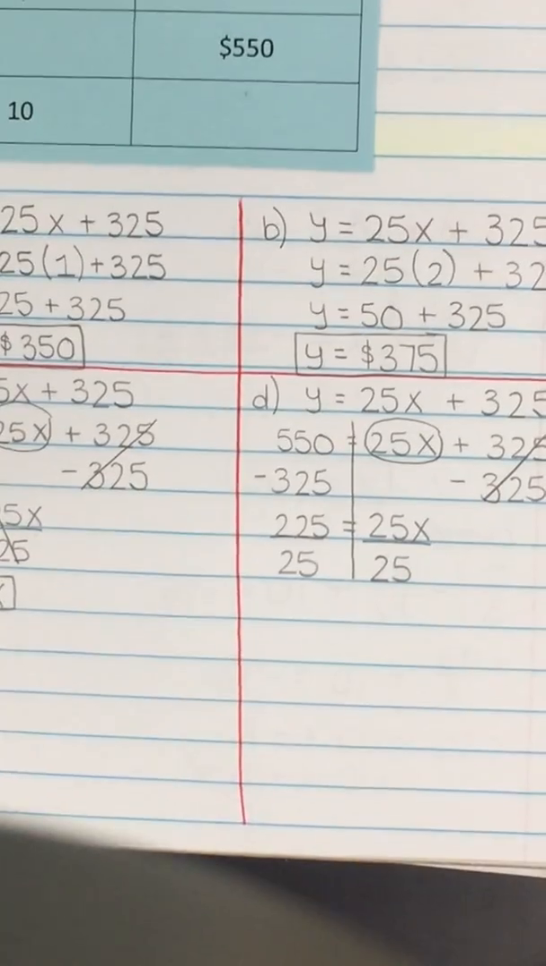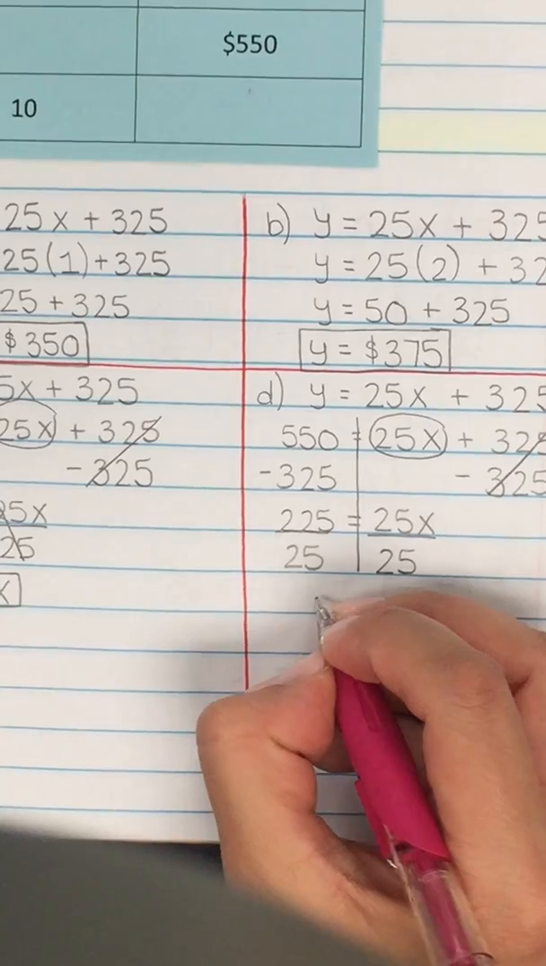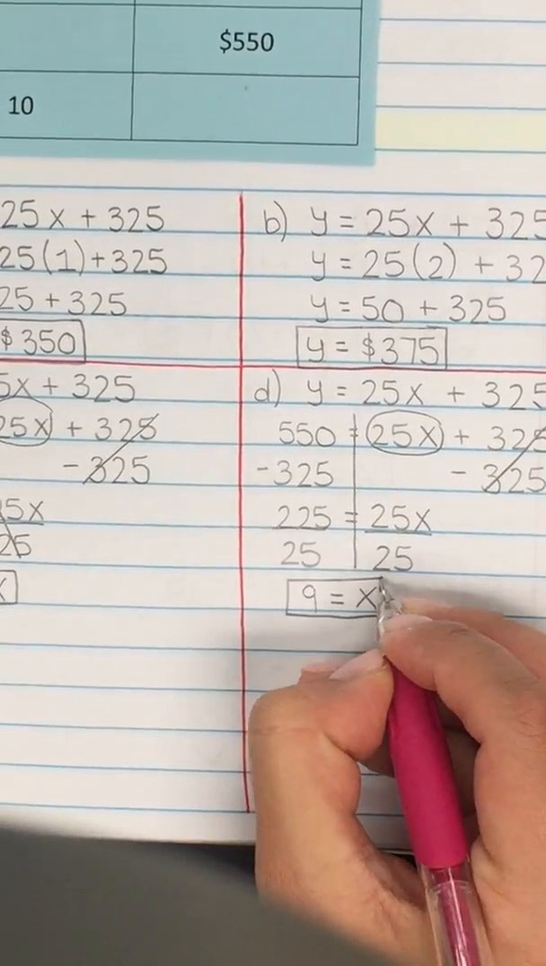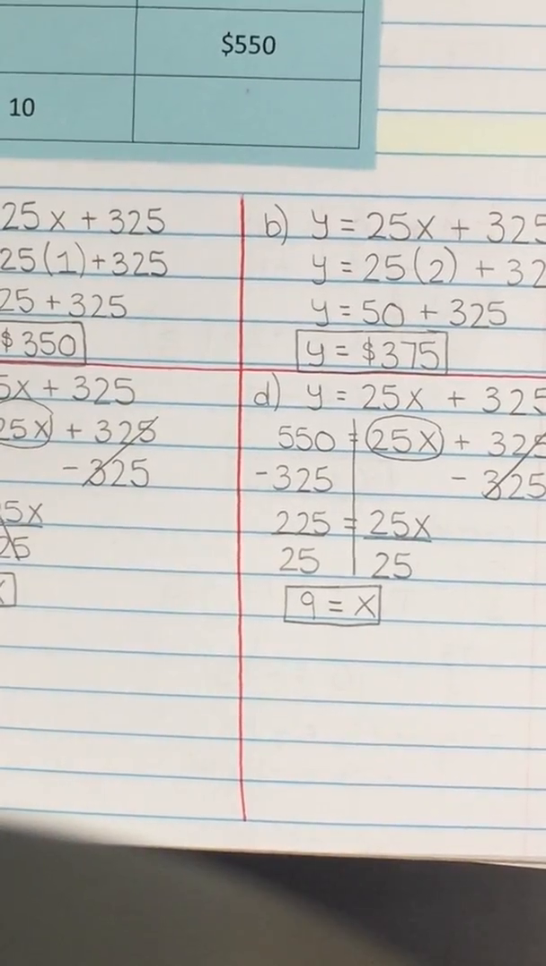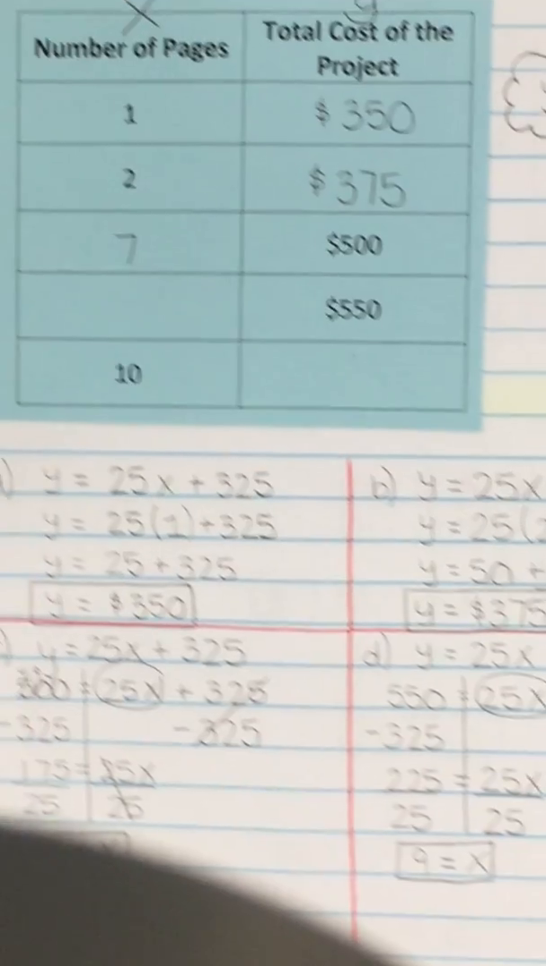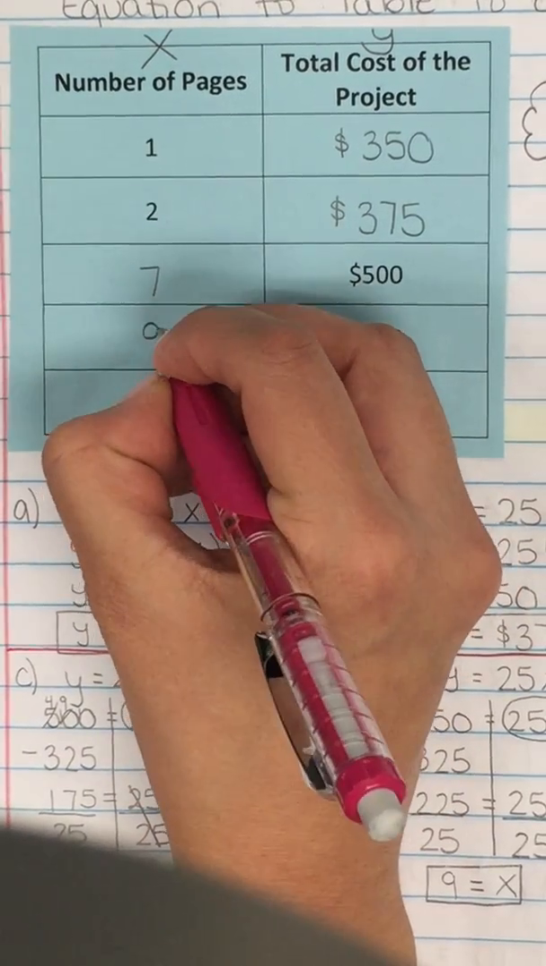And your final answer should be 9. 9 equals x. Put a box around it and we're good to go. So if the total cost of the project is $550, then that means that there were 9 pages that were translated. This goes in my table.